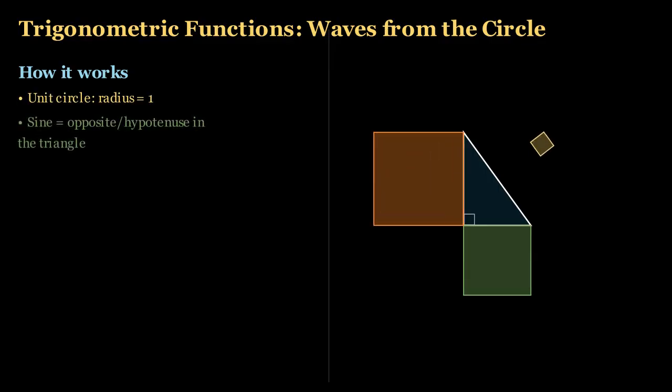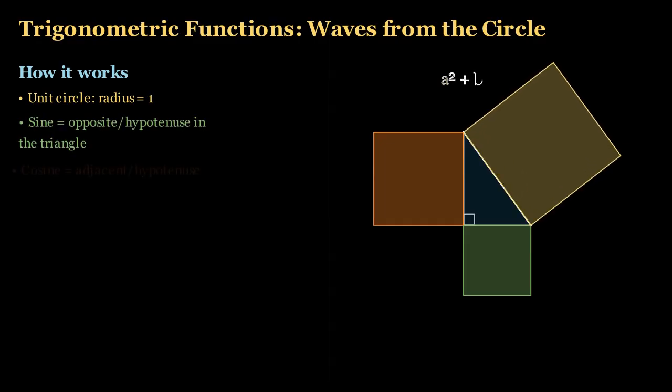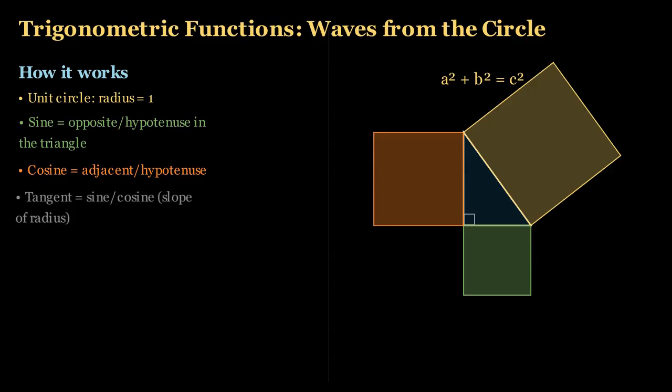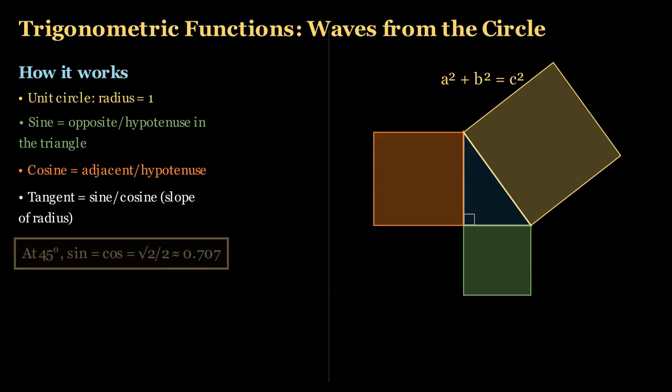The radius is the hypotenuse. The vertical side is the height, that's sine. The horizontal side is the width, that's cosine. Because the hypotenuse is 1, sine is just the opposite side, and cosine is the adjacent side. The word sine comes from an old word for a bowstring or fold, and cosine means the sine of the complementary angle. Tangent is the slope of the radius, sine divided by cosine. It tells you how steep the line is.